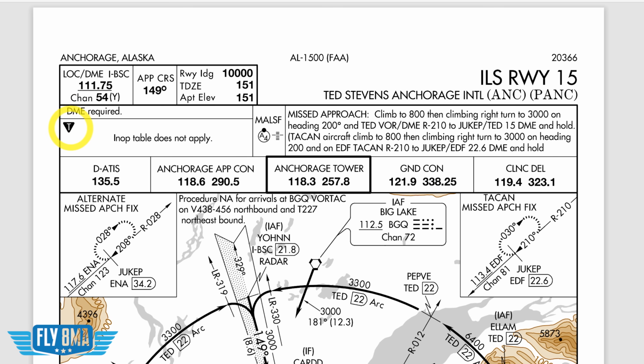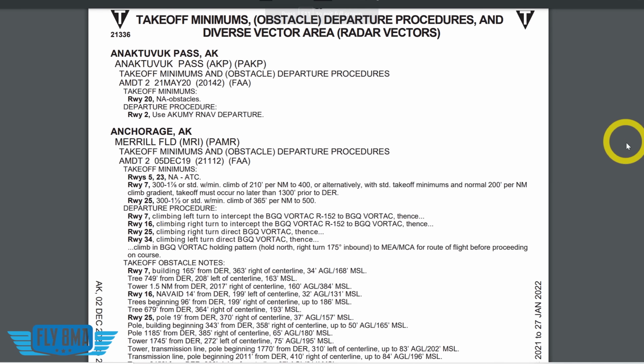The next thing we see here, we have that little upside down T. So that means that there is some sort of non-standard takeoff minima, or there's a departure procedure or a graphic departure procedure that might apply. So let's go ahead and take a look at that.